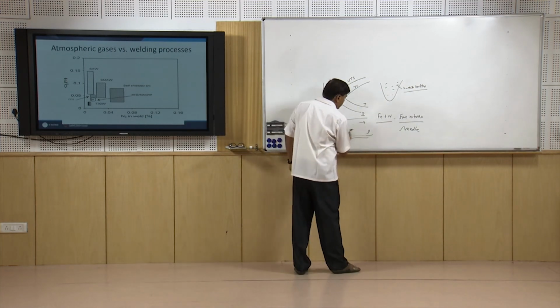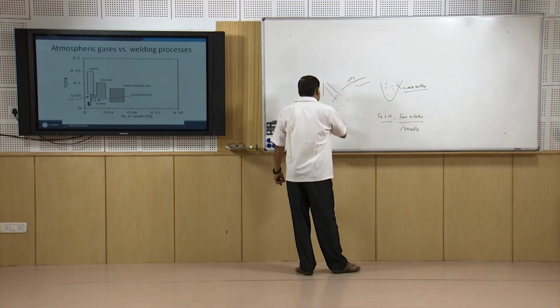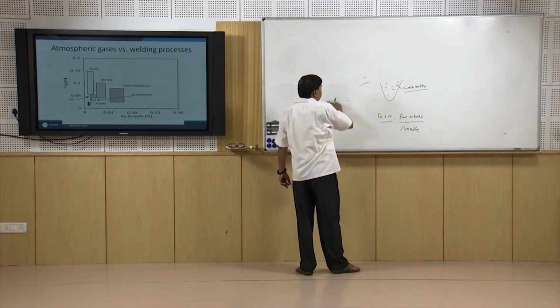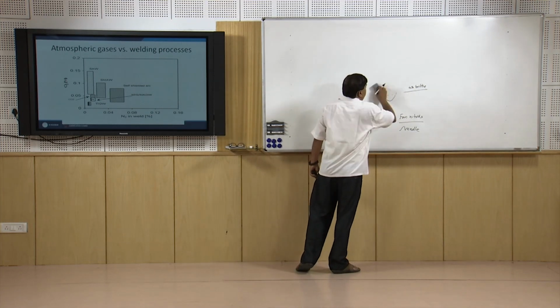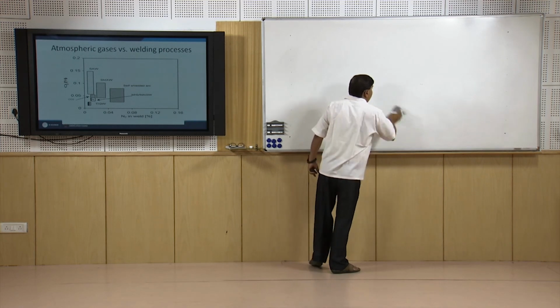So, this is the effect of nitrogen. The presence of the nitrogen up to a limit is good from the strength point of view, but it compromises the ductility and toughness of the weld joint.